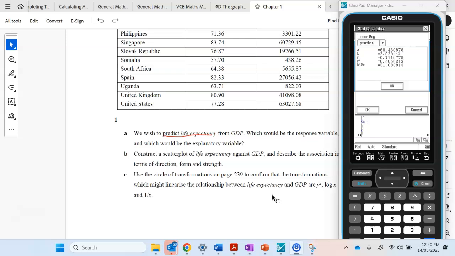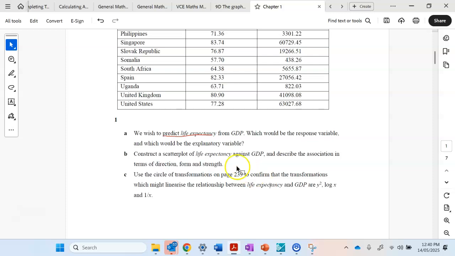All right, so yeah, we usually don't interpret it for nonlinear data, but if you're asked to, just interpret it. So it is moderate in terms of strength. All right, use the circle of transformations on page 239.